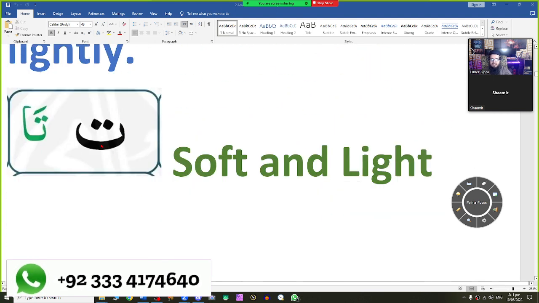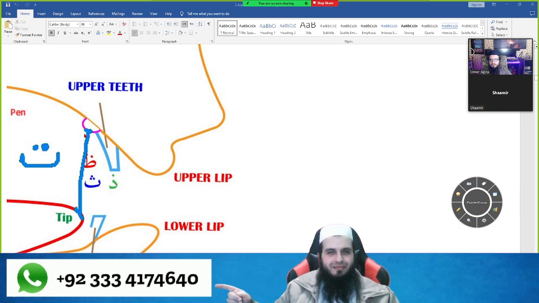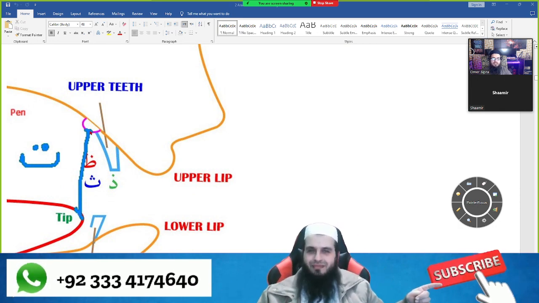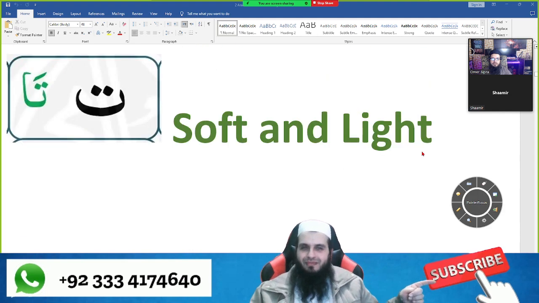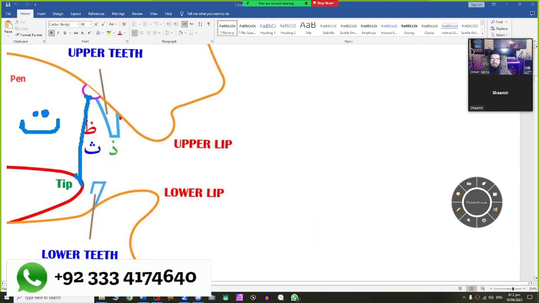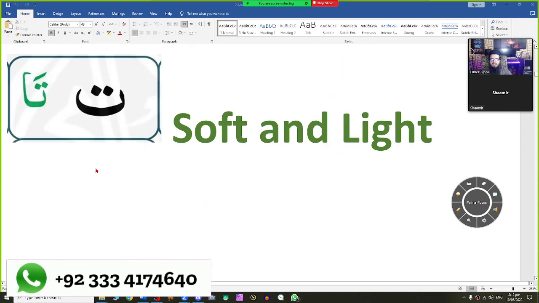Okay, now this letter is called ta. What is it? Ta. Okay, ta is also a soft letter and a light letter. We will be pressing the tip of the tongue at the hill area, at this point, but very gently, softly, and there is no aw sound in it. We will not say it heavy, it is ta. So this one is ta. The previous one was ba, and this one is ta.